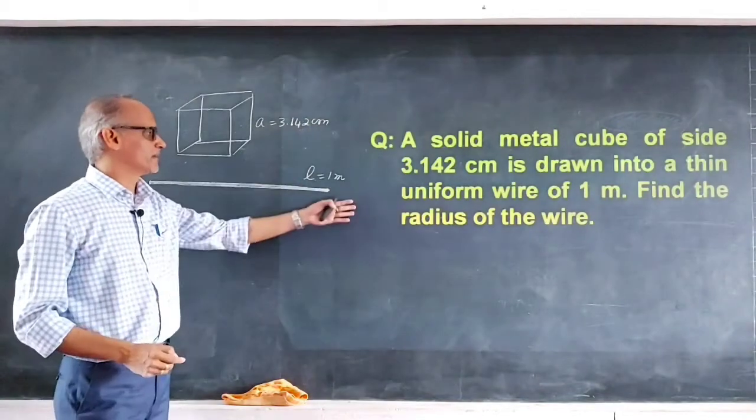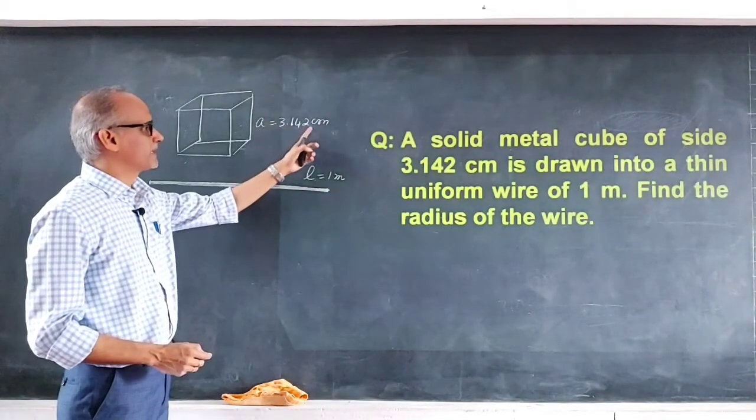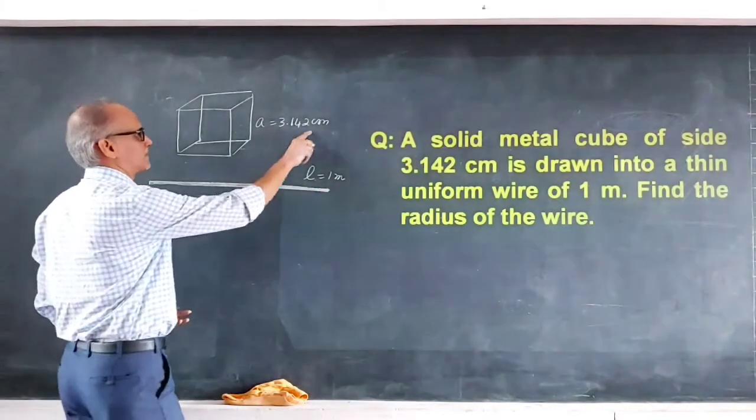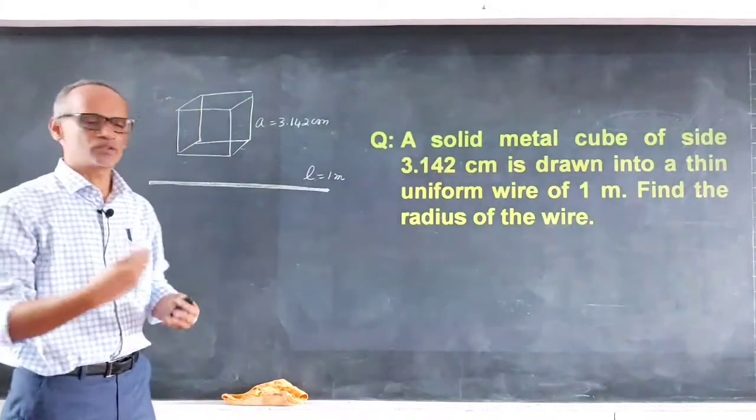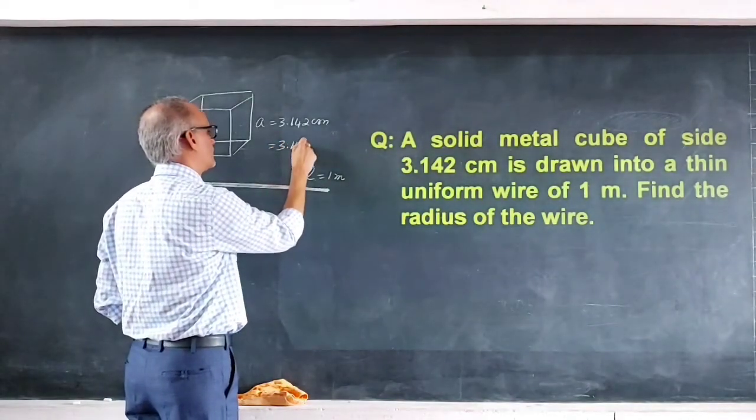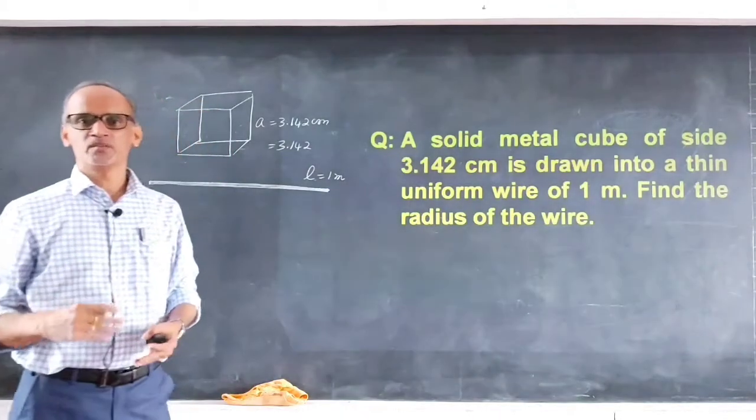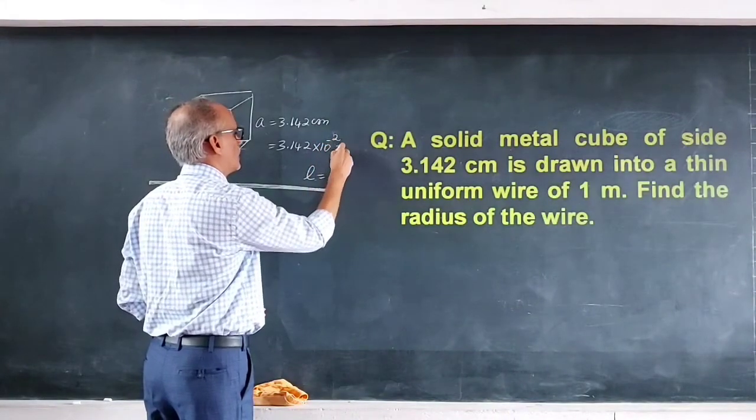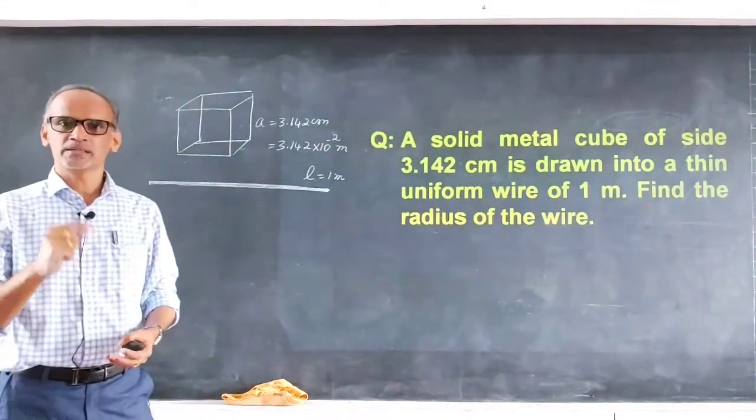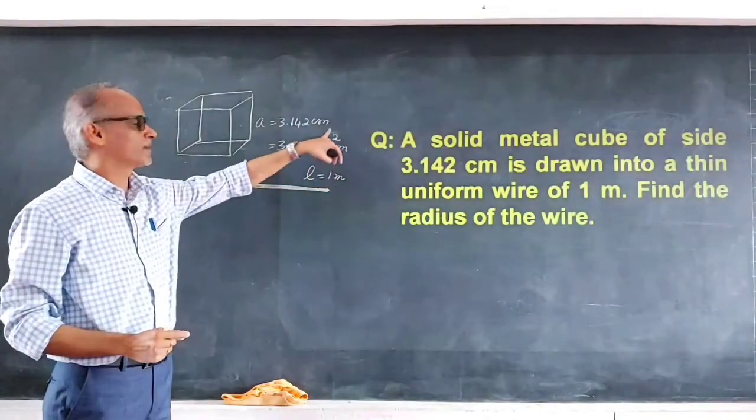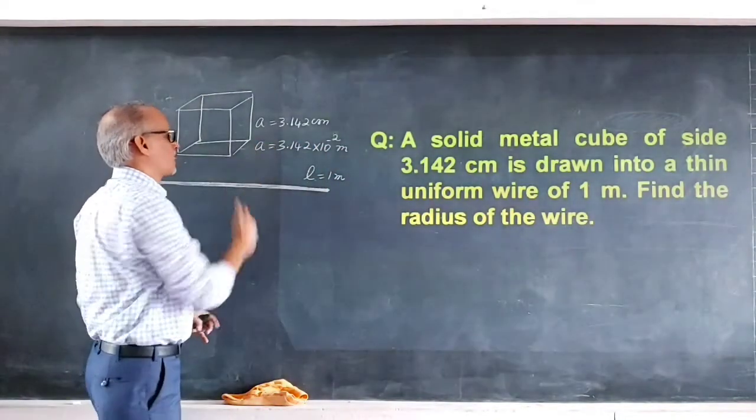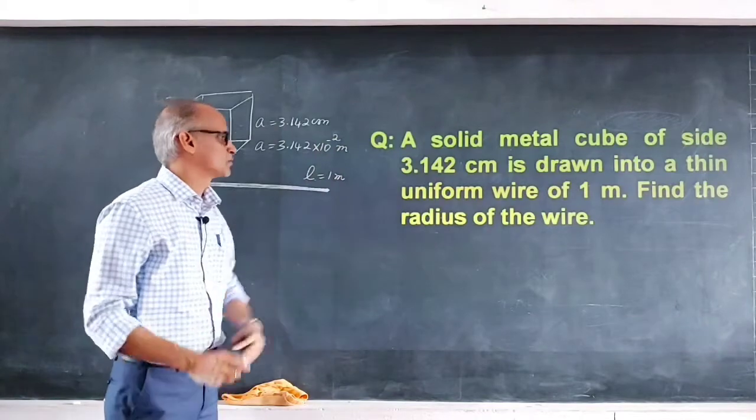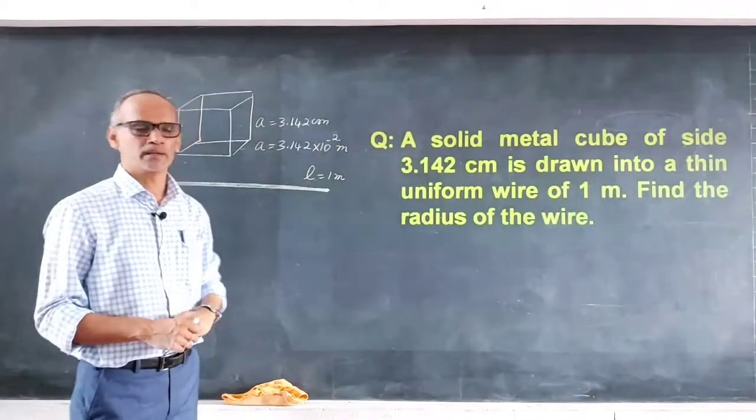If you look at the units, the side is in centimeter, whereas the length is given in meter. So first I will do the conversion. How do we convert centimeter to meter? To convert from centimeter to meter, you divide by 100. Dividing by 100 is the same as multiplying by 10 to the power minus 2. So now A is equal to 3.142 into 10 to the power minus 2 meter. Length is given, it's 1 meter.